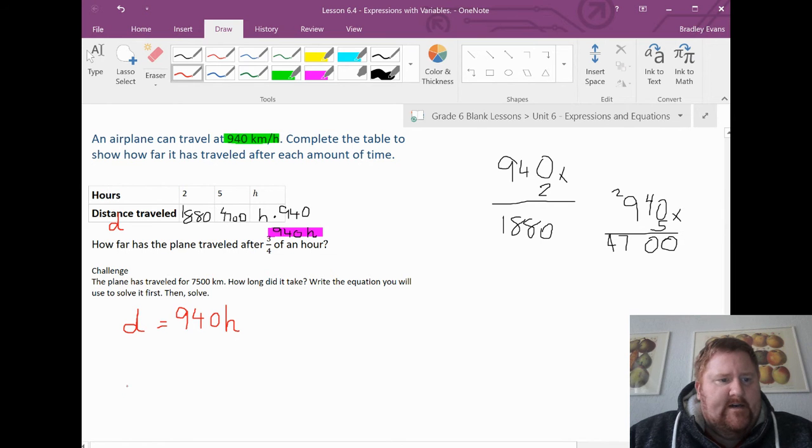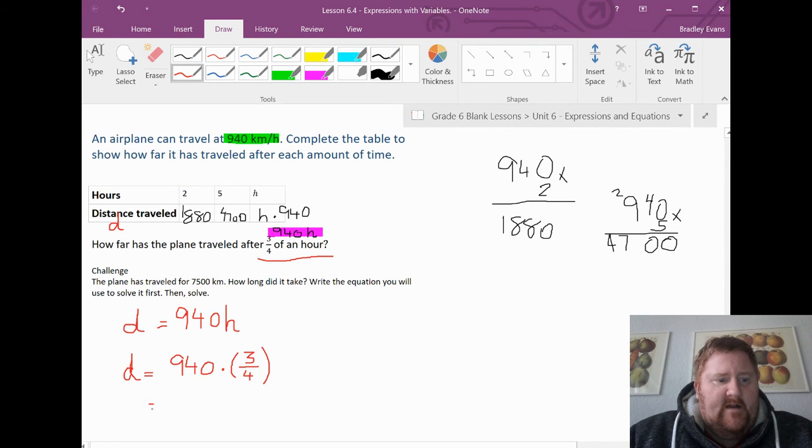All right, so how far has the plane traveled after 3/4 of an hour? Well, let's substitute what values we know. We still don't know d, so it's still our unknown right here. But we do know how long it's taken. So we do know the h. So d is going to be equal to 940 multiplied by 3/4. Okay, 3/4 of an hour. You could also write 0.75.